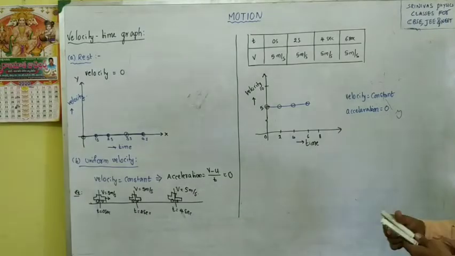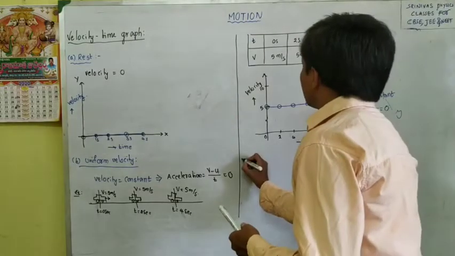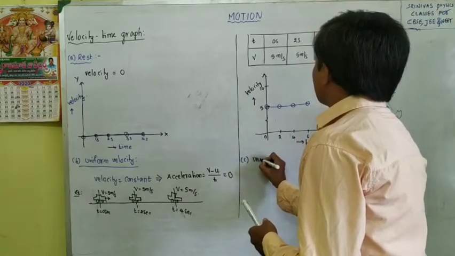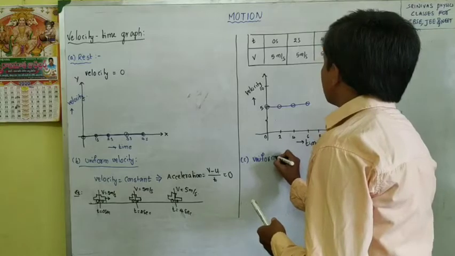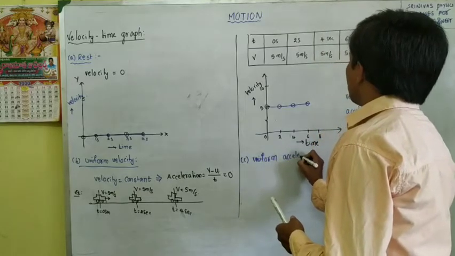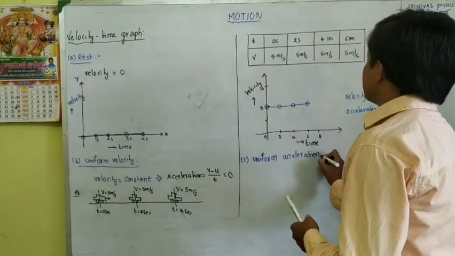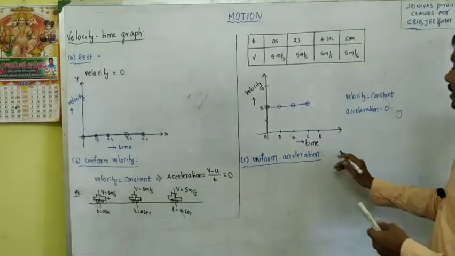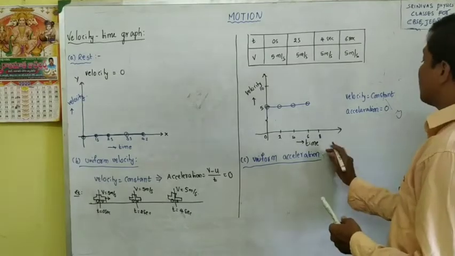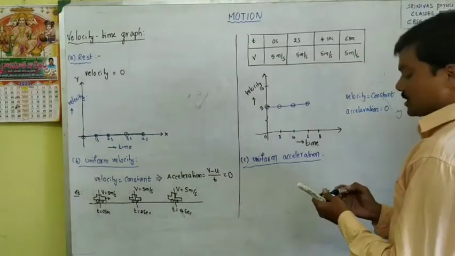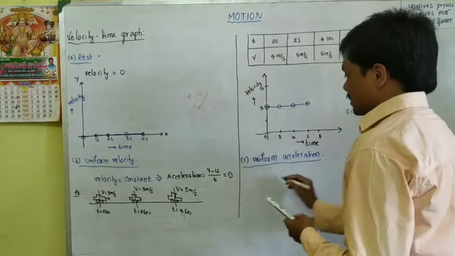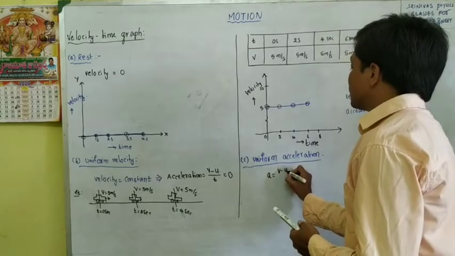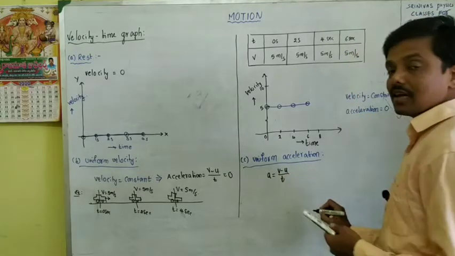And let us see the third graph I am going to draw. The third graph is for uniform acceleration. What is the meaning of acceleration? Acceleration means accelerating. Uniform acceleration means acceleration is constant. Okay, the acceleration formula is what? V minus u by t, change in velocity by time.